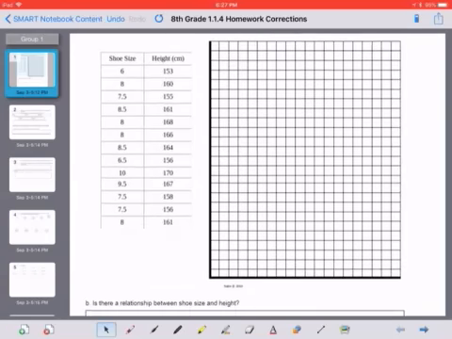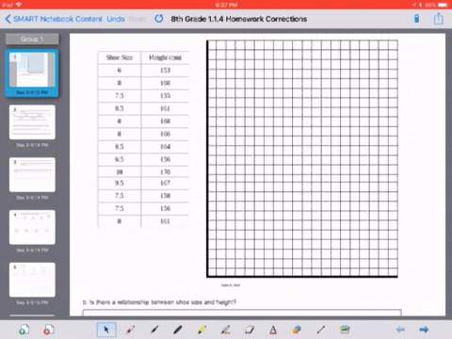So here are all of our different shoe sizes and our graph. On our graph, I scaled the bottom to be shoe size, and I counted by ones. I'm not going to label each one: 1, 2, 3, 4, 5, 6, and so on. And then I counted by tens going up the side.